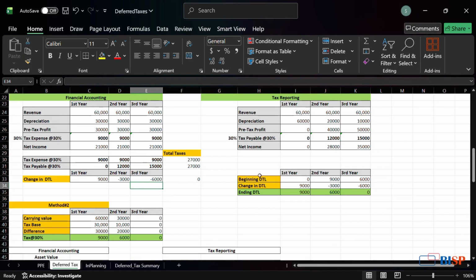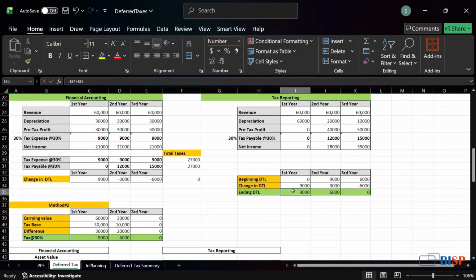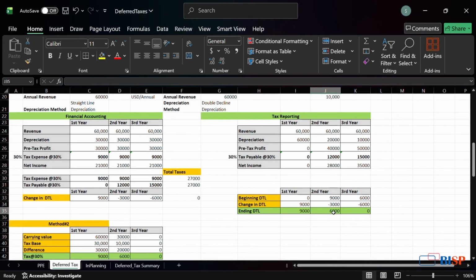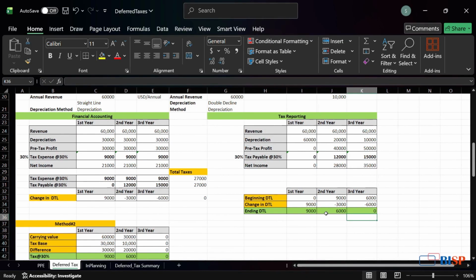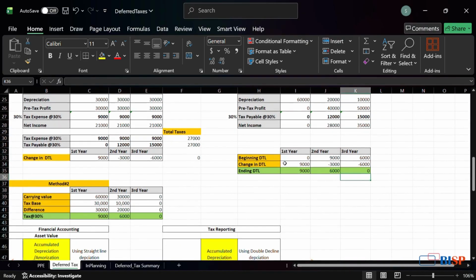Finally, we calculate the ending balance using a running total. Ending deferred tax liability equals beginning deferred tax liability plus change in deferred tax liability. So the first year, 0 plus 9,000 is 9,000. Second year, 9,000 minus 3,000 is 6,000. Now the third year, 6,000 minus 6,000 is 0. As expected, deferred tax liability becomes 0 at the end of the asset's life because the temporary difference has completely reversed.